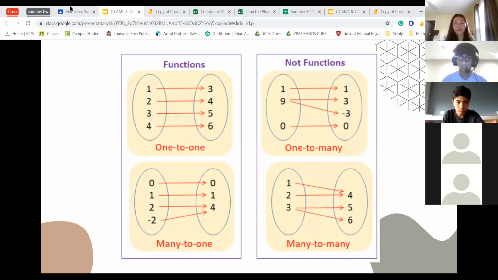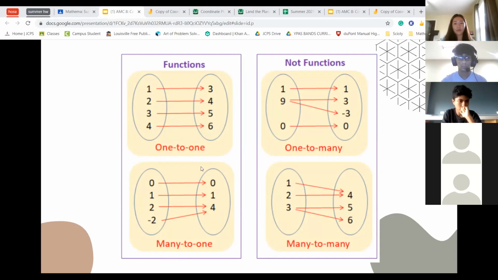Okay, on the left there are some examples of functions. The second one, at the bottom of the left box, you can see that two different x values point to one y value. So when two different x values are put into the function, one y value comes out. That's okay. It says each input should have exactly one output, so both of these inputs have exactly one output.